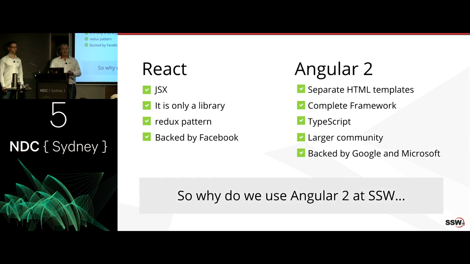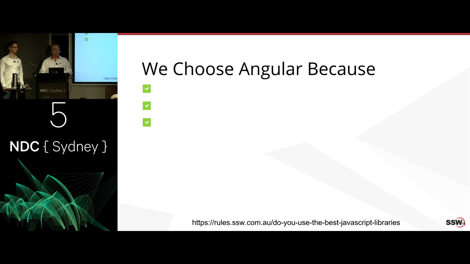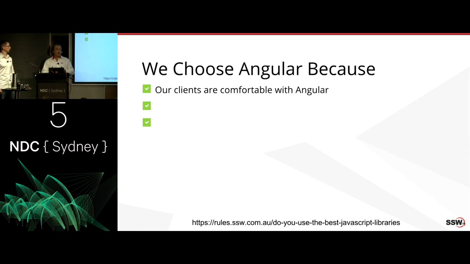So why do we use Angular 2 at SSW? Well, we choose Angular because our clients are comfortable with Angular. We've been building on Angular since it was in beta, and we had government and really large enterprises coming to us going, we know it's in beta, but we want you to start these projects for us. Because they've used Angular for years. They're comfortable with the brand and they trust that it's the way going forward.